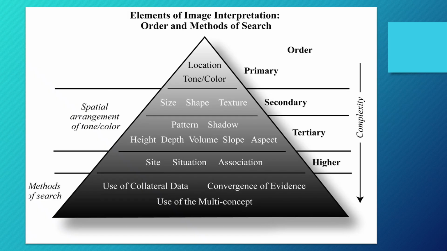Let us understand the elements of image interpretation in a systematic way. Interpretation begins with primary elements such as location and tone or color. It then moves to secondary features like size, shape, and texture, followed by tertiary elements such as pattern, shadow, height, slope, and aspect. At a higher level, analysts consider site, situation, and association. As complexity increases, interpretation also uses collateral data, convergence of evidence, and multi-concept analysis to ensure accurate results.